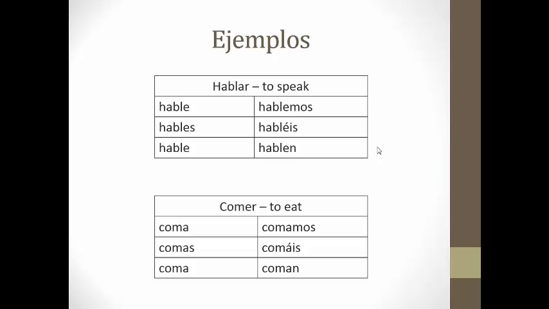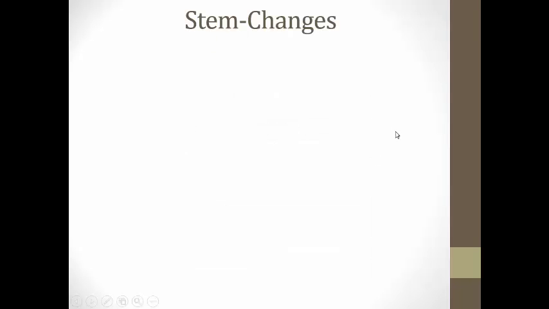Okay, so that's going to work for all regular verbs. You just take them through those steps. With present subjunctive, there are some spelling changes to consider, stem changes to consider, and irregular verbs. Okay, so we're going to talk briefly about each of those.